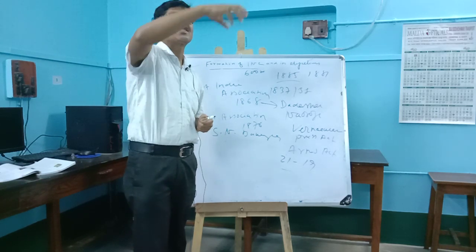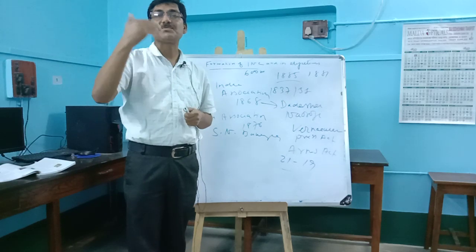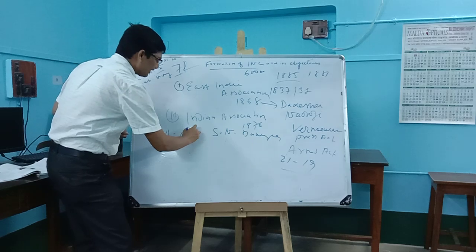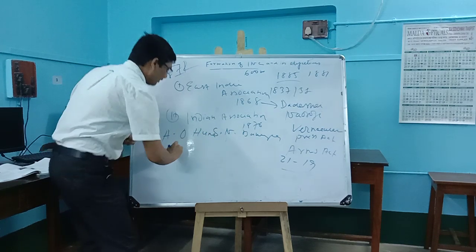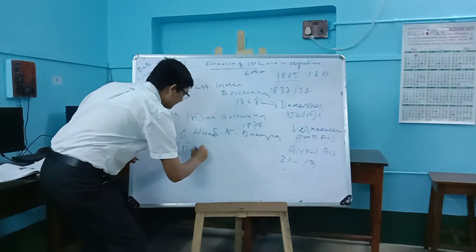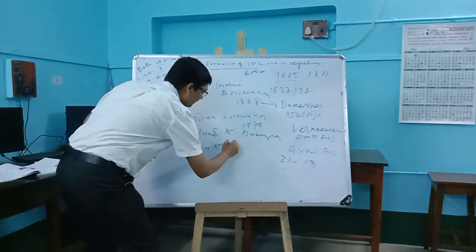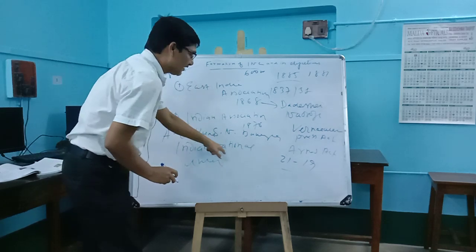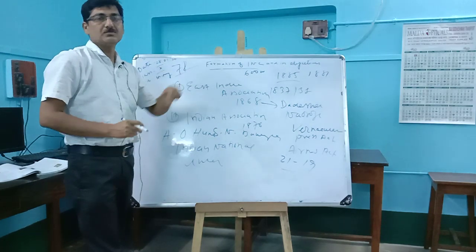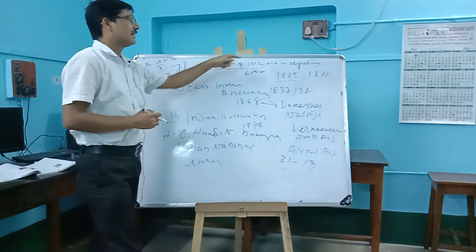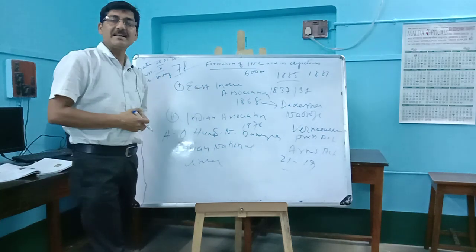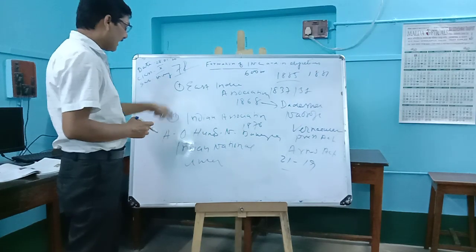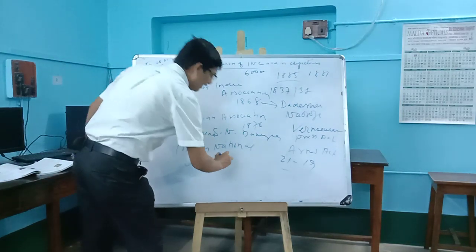Before the formation of the Indian National Congress, one of the important organizations founded by Mr. A.O. Hume, Allan Octavian Hume, was the Indian National Union. This Indian National Union was converted into the Indian National Congress in 1885. Who founded the Indian National Union? Allan Octavian Hume. In which year?